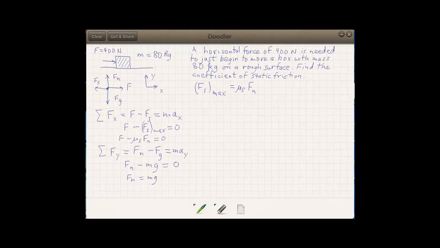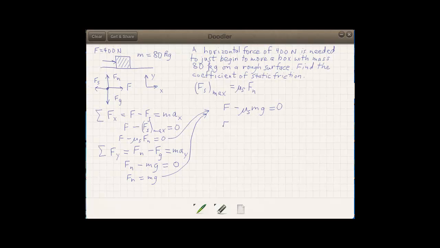Okay, and that we can plug into the first equation. So let's take the first equation, the one that we got for the x direction of the motion, and the second equation, and put them together. So I'm going to rewrite the first equation with the second equation plugged in. F minus mu sub s times the normal force, which we found is mg. So F minus mu sub s mg is 0. Okay, we know F, we know the mass, we know g, so we can solve for the coefficient of static friction. This is great, we're almost finished.